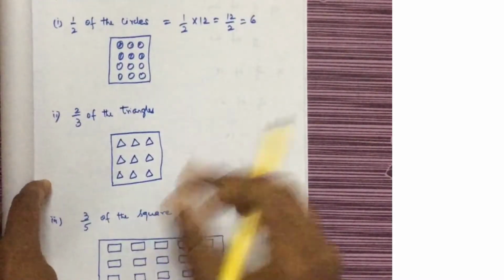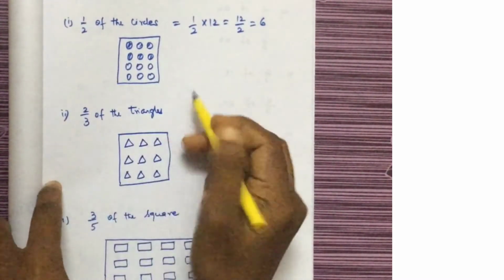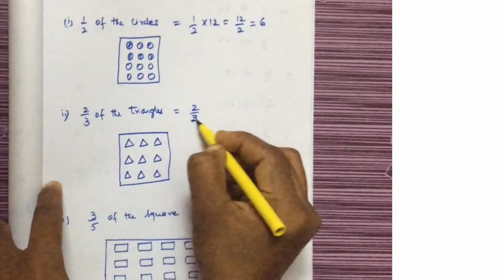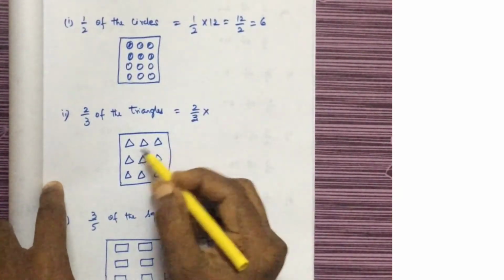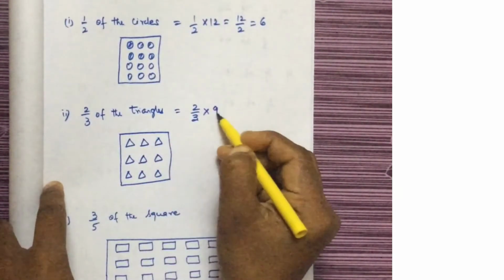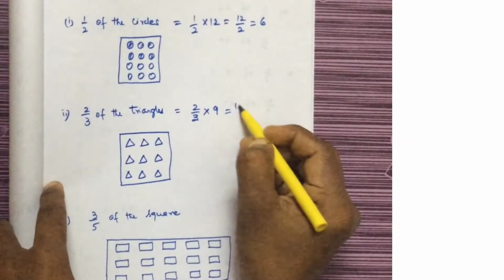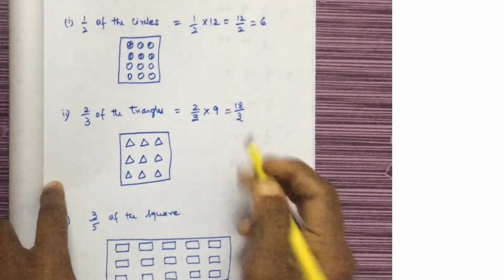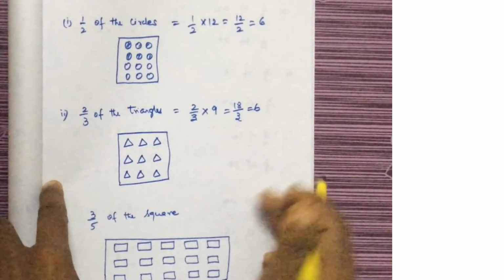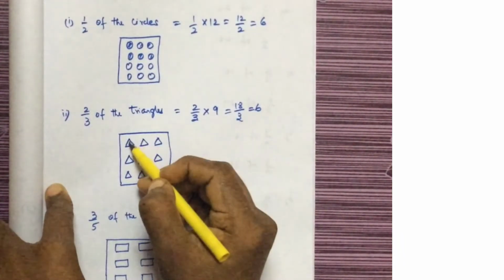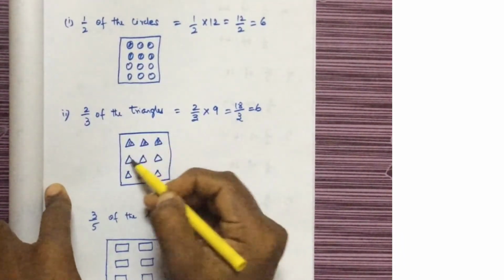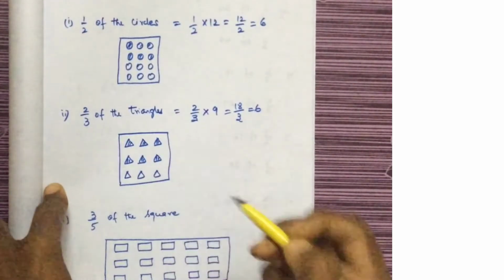Okay, the next is 2 by 3 of the triangles, that is equal to 2 by 3 multiplied by, count how many triangles are there. Totally there are 9 triangles. Okay, that is equal to 6. Now we have to shade 6 triangles. 1, 2, 3, 4, 5 and 6.